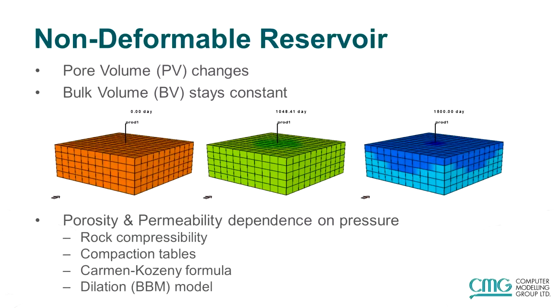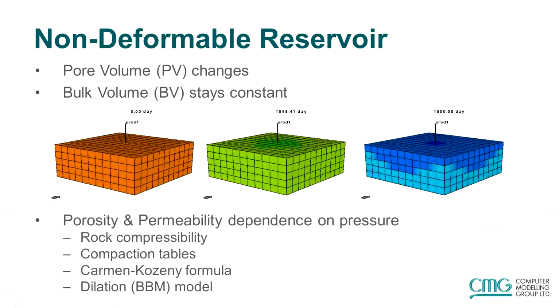Conventionally, the reservoir engineers have been using non-deformable reservoirs. In non-deformable reservoirs, the pore volume can still change, but the bulk volume stays constant, which means the grid block shapes will stay constant no matter what. And the example here is from a producer well, which produces from a reservoir, and the reservoir shape does not change.